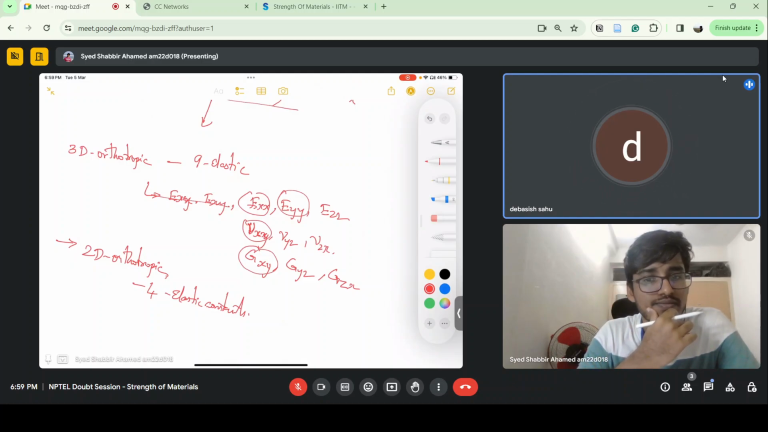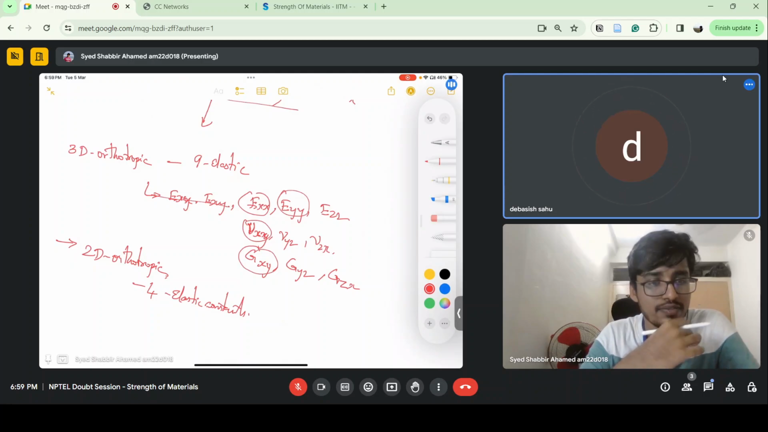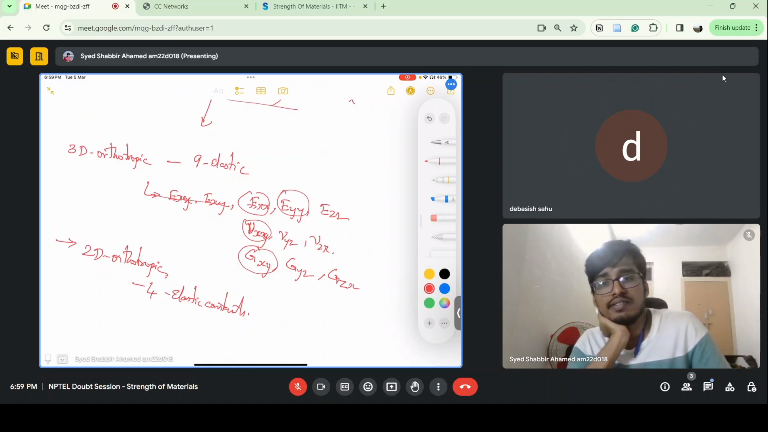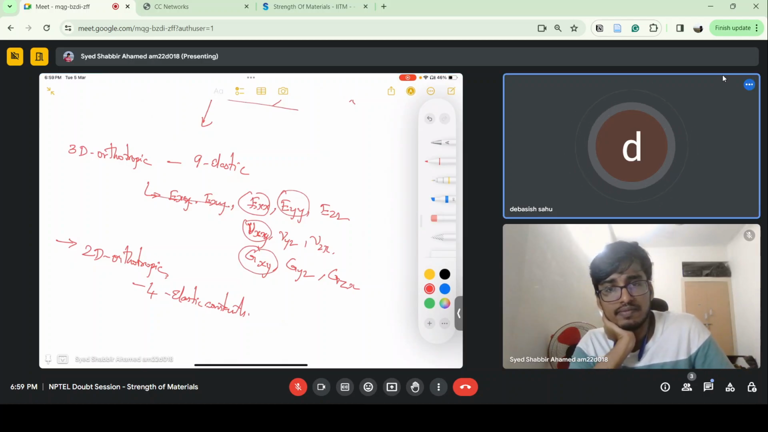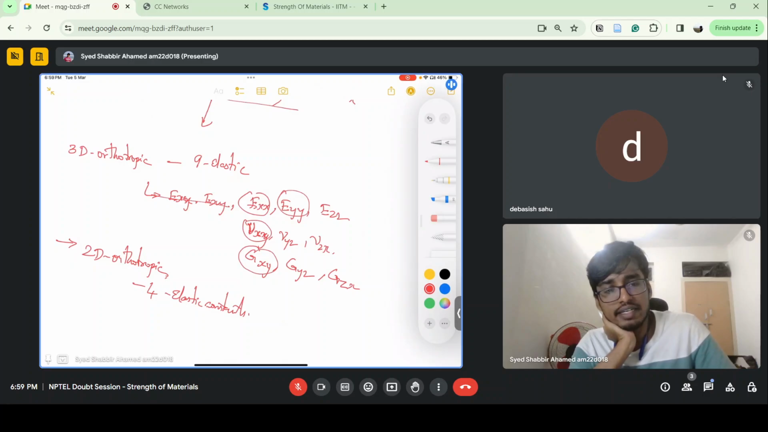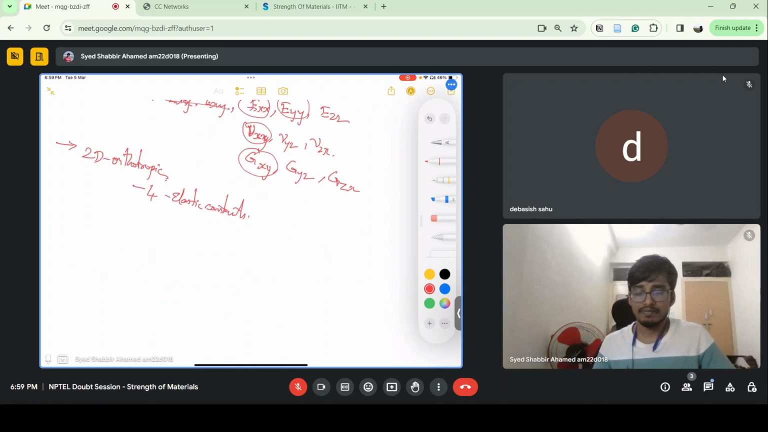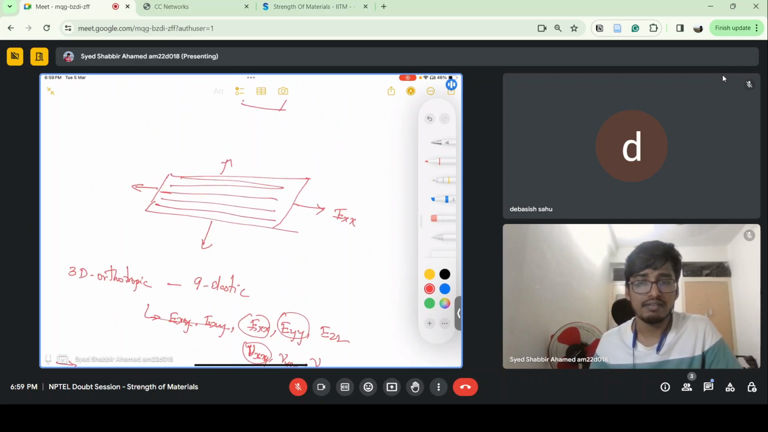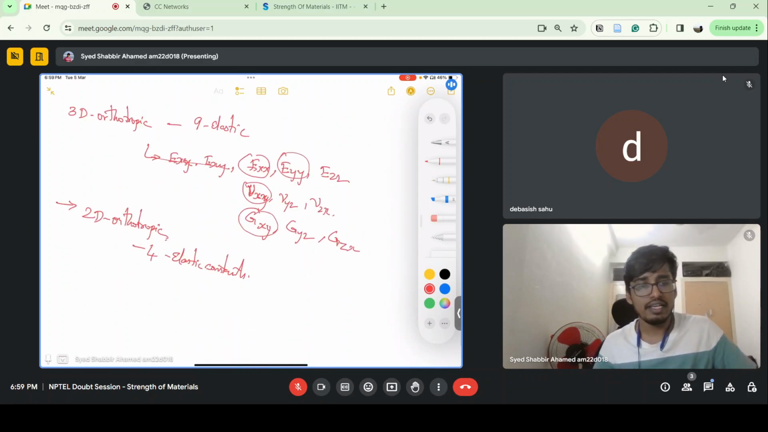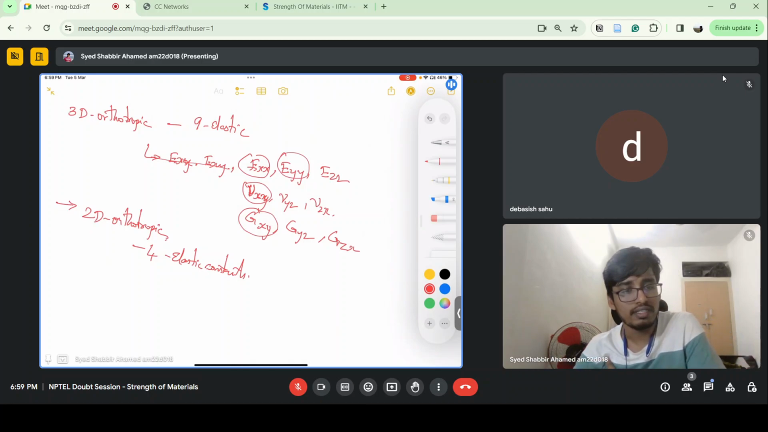And sir, E is the four-dimensional, sorry, the fourth order tensor. Yes, Young's modulus is the fourth order tensor. As I said, third order you can imagine like a cube. You don't need to take much effort on this.